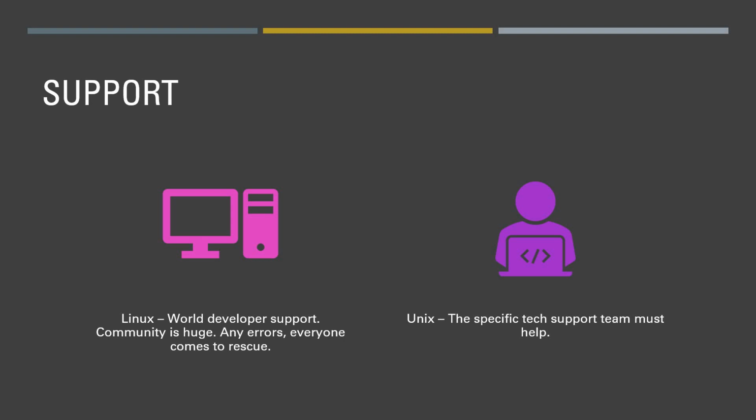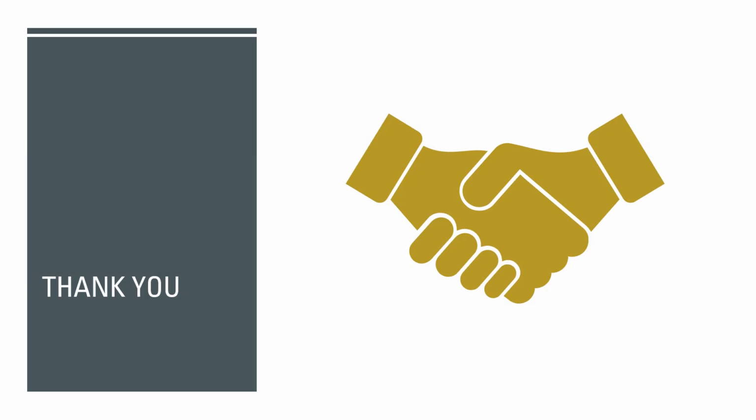Support. If you need any support, if you have a bug identified or if you want any particular query to be clarified, Linux has worldwide developer support. The community is really very huge. Any errors, many people will come to the rescue. But for Unix, it is specific tech support that you need to get from the vendors. The specific company, the specific vendor which is giving you Unix will support it. And overall, I think I clarified it very neatly.